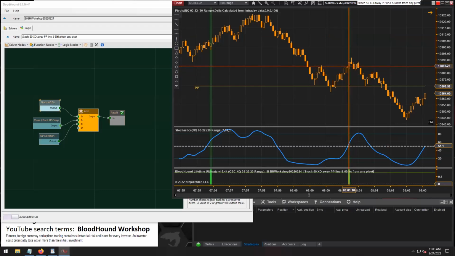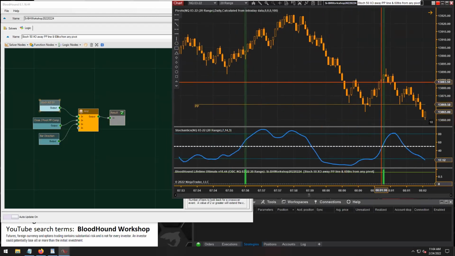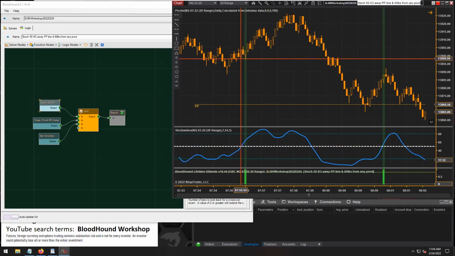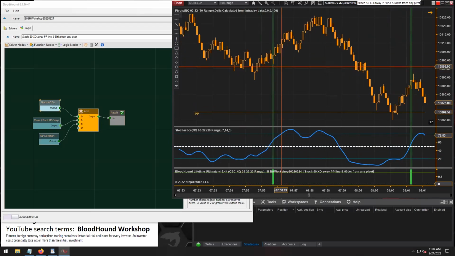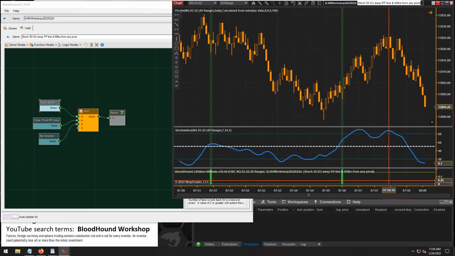Again, this long signal might get filtered out because price might be too close to a pivot line. But we can see that that's an up bar. The stochastic crossed above the 50 line. And there we go. Oh yeah, here we go. Here's a good example.